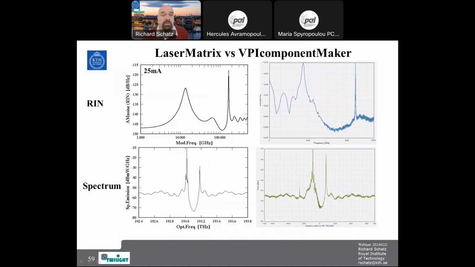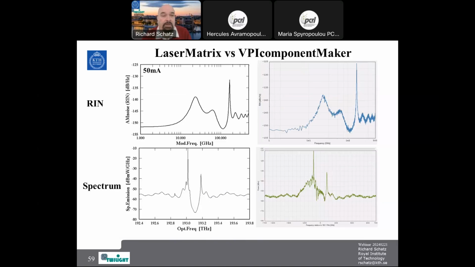So we can look here at the relative intensity noise. On the left side we have LaserMatrix. On the right side we have VPI Component Maker. Close to threshold there is quite a large difference between the models, mainly because VPI gives a lot of noise at low bias. But if we increase the current, we get results that are very close.